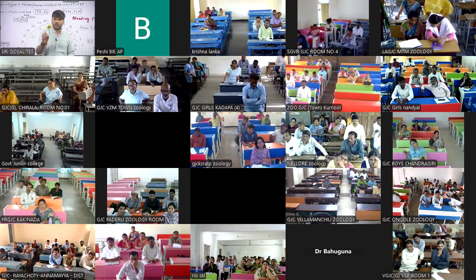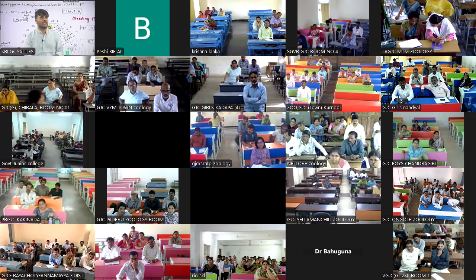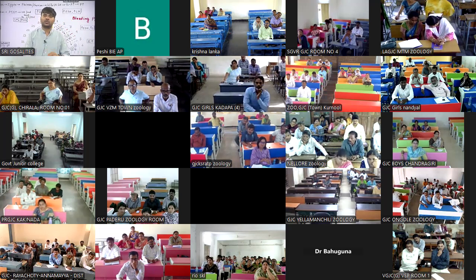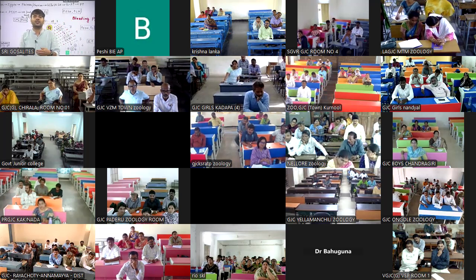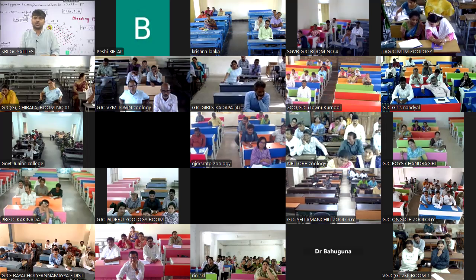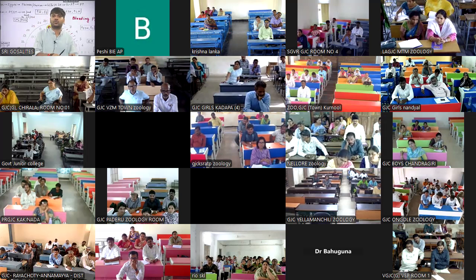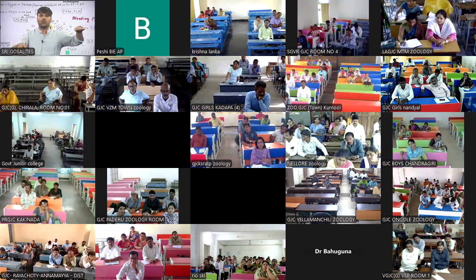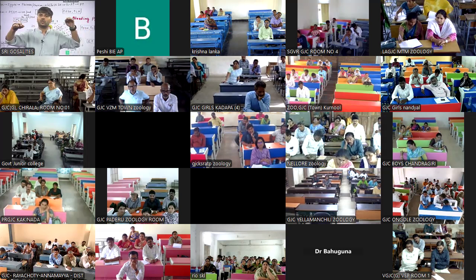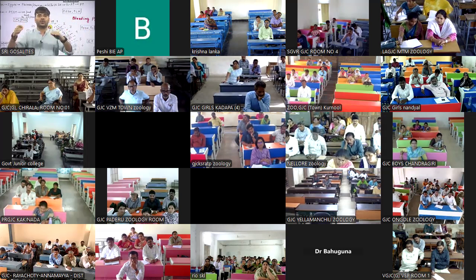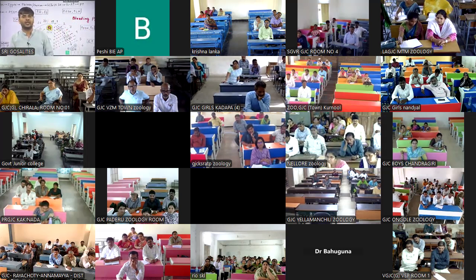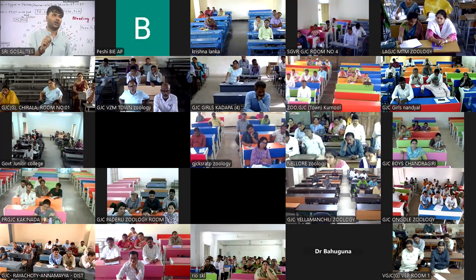Another question, with a different answer: which hormone is called the pregnancy hormone? The answer is progesterone. Progesterone maintains pregnancy. It is not that progesterone is present only during pregnancy. Progesterone is present in non-pregnant females and in pregnant females. Progesterone is responsible for the maintenance of pregnancy, that's why it is called the pregnancy hormone.